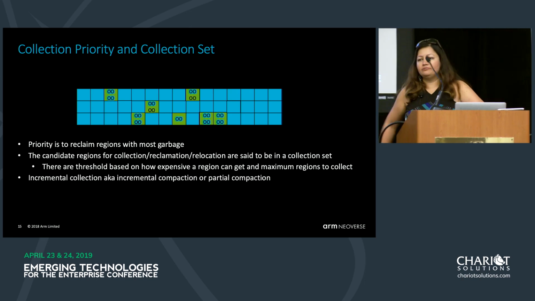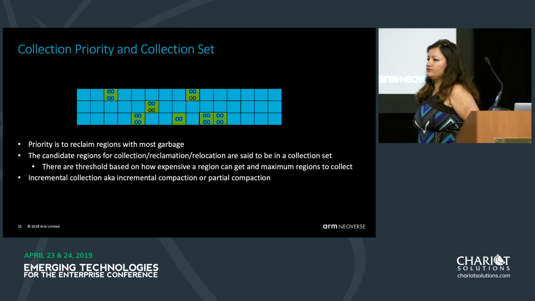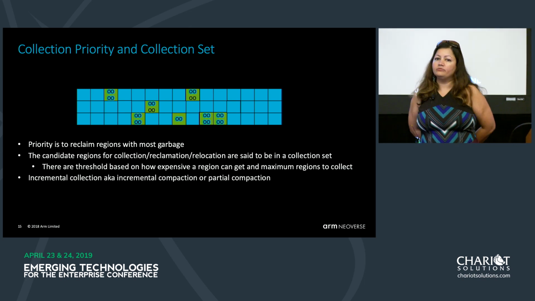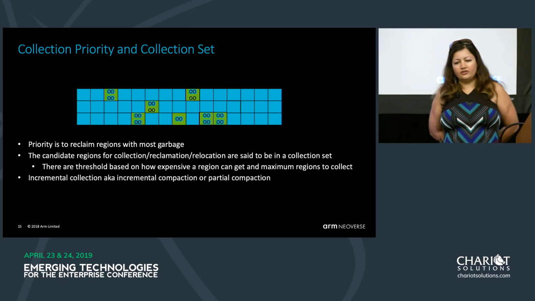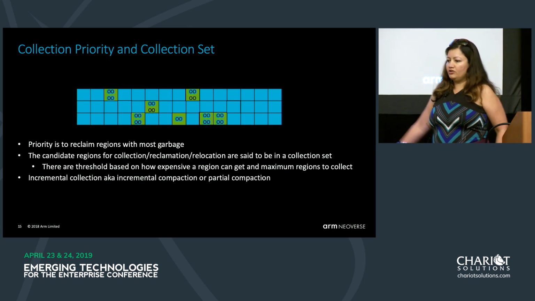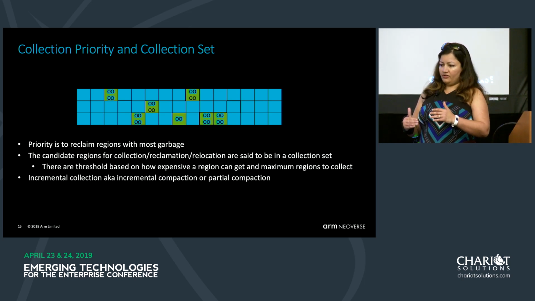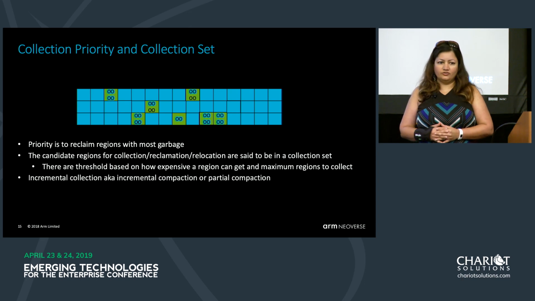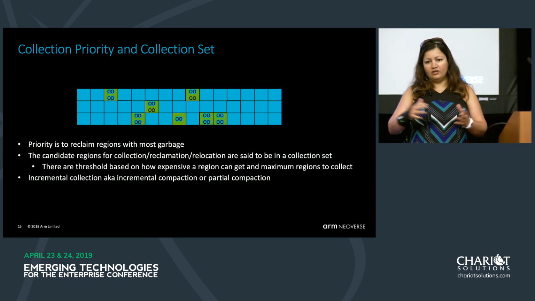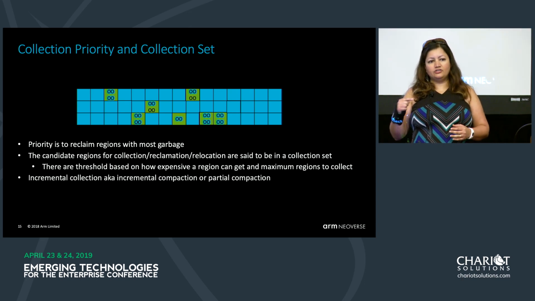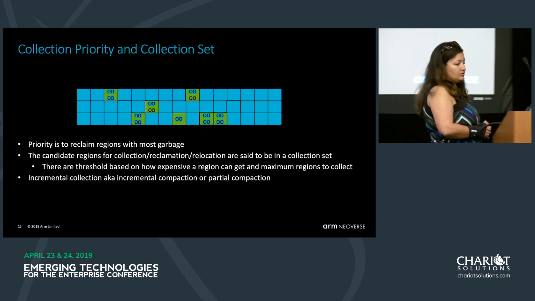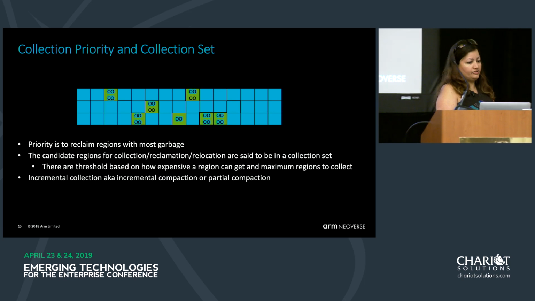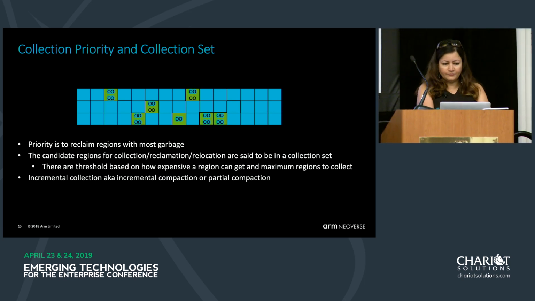I mentioned incremental compaction. All three garbage collectors achieve incremental compaction, also known as partial compaction, which means that you are compacting only areas that are least expensive and easier to do. So for example, if you have all live objects, then you will not do incremental compaction, you will not even touch it. You will just keep it where it is, so no relocation for expensive regions.